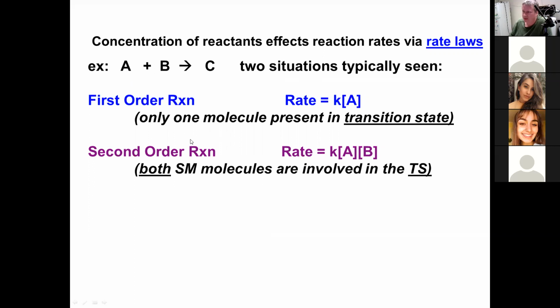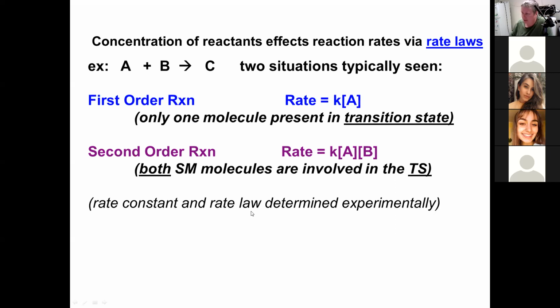There's also something called a second order reaction where the rate depends on A and B, right? And usually when you have these two situations, the first order case and the second order case, in the first order case, one molecule is present in the transition state. Usually A would be involved in the transition state. In the second order reaction, both starting material molecules, SM is starting material, are involved in the transition state, okay?